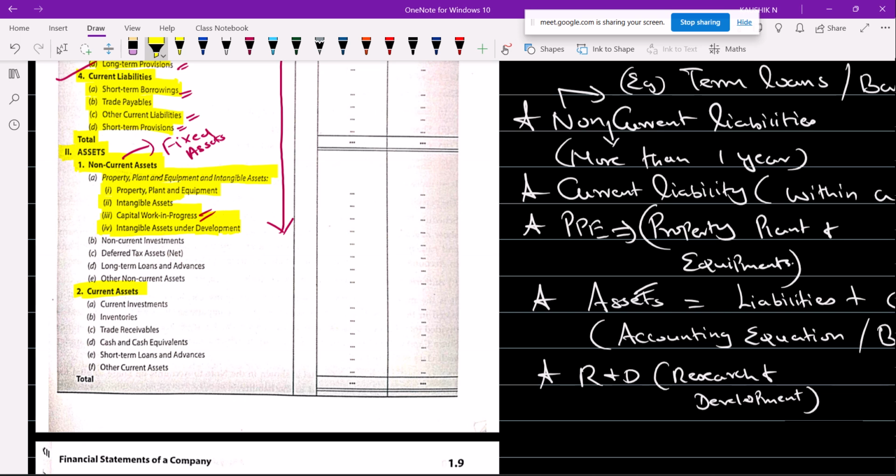Like this, whatever items go for development, we call them an intangible asset under development. Clear? Any doubt in the non-current asset category with respect to the major head and its subheads as of now? No, sir. Right. Moving on to the next one, non-current investments.